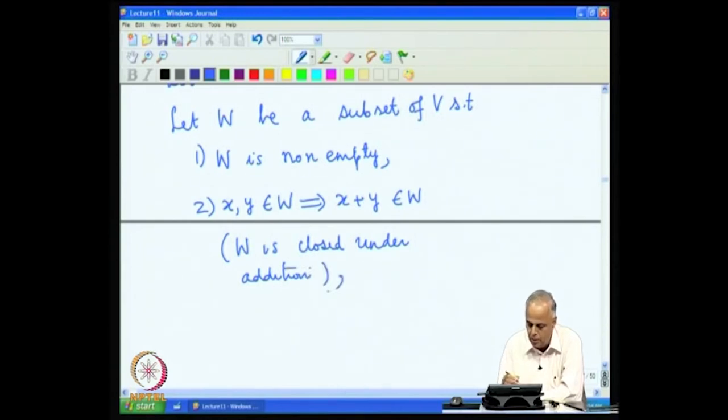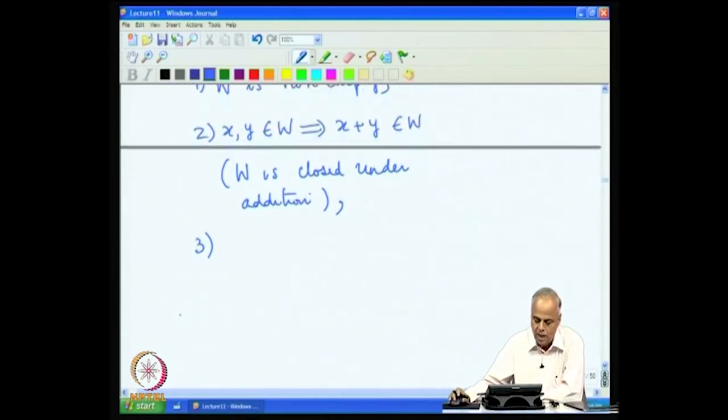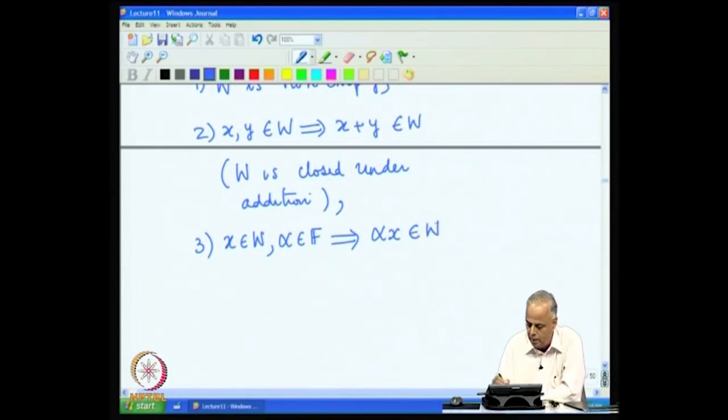And the third condition is the other reason for the saturation, namely closed with respect to scalar multiplication. That is, if we take any vector in W and any scalar and look at the scalar multiple, that must again be in W. We say W is closed under scalar multiplication.